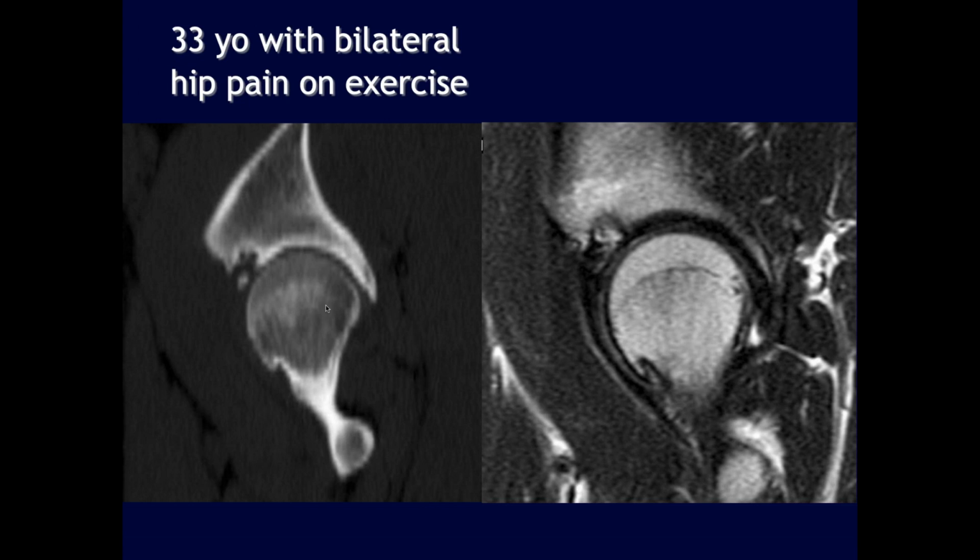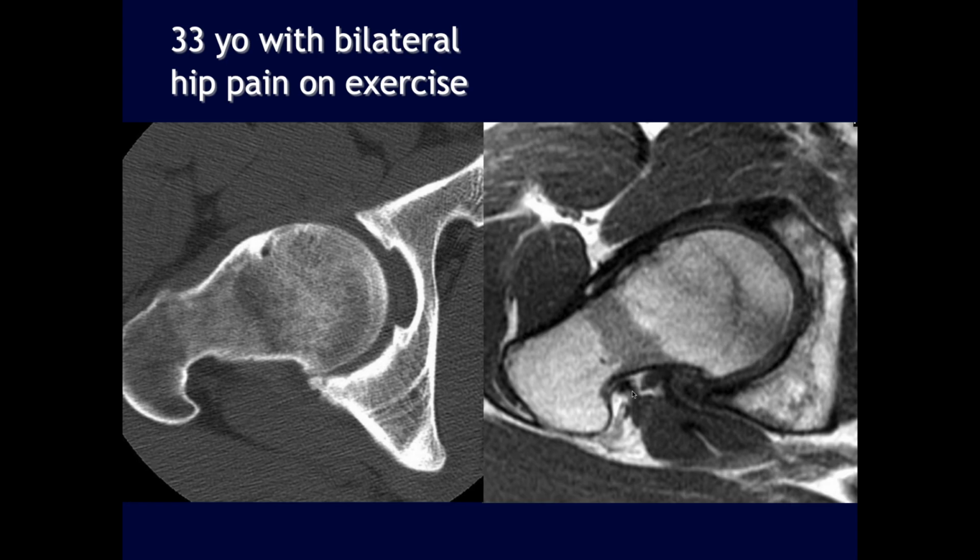Okay, so a 33-year-old with bilateral hip pain on exercise. So first image, we have a CT where we see this cortical irregularity along the anterior acetabulum, and it looks fairly well corticated with a small fragment, and there's some small marginal femoral head osteophytes. The capsule looks intact on the MRI, so I just assume this is pain on exercise, kind of chronic repetitive trauma with impingement impaction resulting in these injuries.